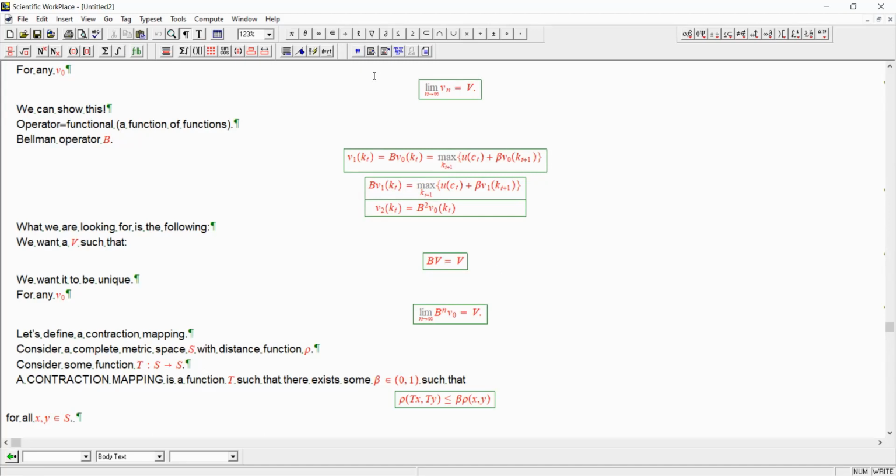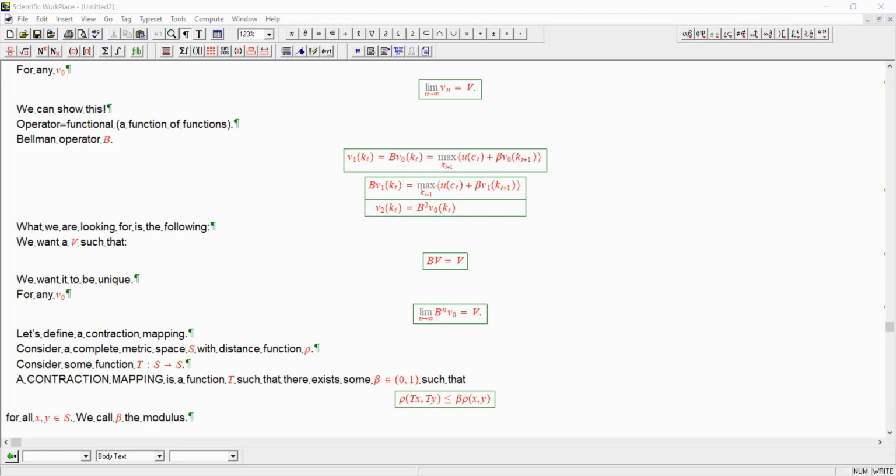In this context, we call beta the modulus. So that's all a contraction mapping is. Give me any 2 points in my space, apply the mapping to them, and whatever you end up with must be closer together by at least the factor beta. That's it. And that's the sense in which what the contraction mapping is doing is squeezing things closer together. So now we know what a contraction mapping is.